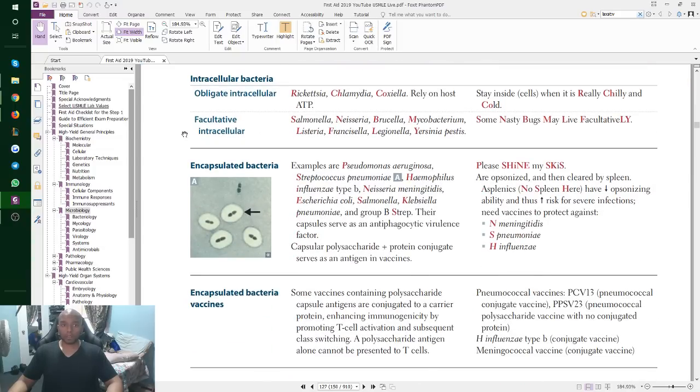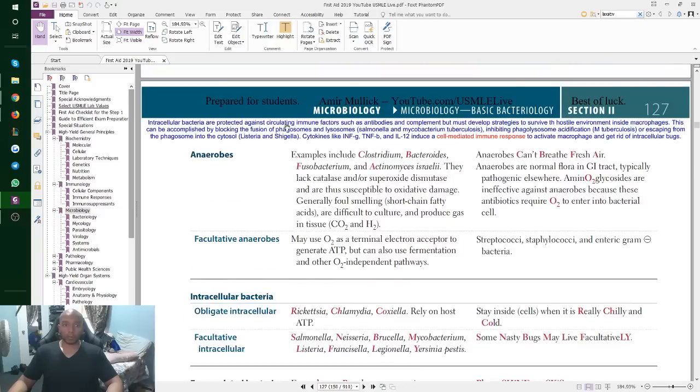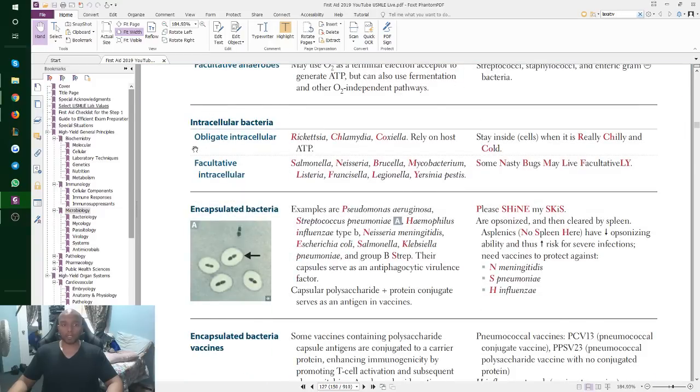The other distinction we just read about right now, this information up here, was about intracellular bacteria, right? So you can either be an obligate intracellular, which means you can only survive when you're inside the cell, or a facultative intracellular, which means you can go in and out of a cell, and you'll be fine in both places. The obligate guys are Rickettsia, Chlamydia, and Coxiella. They need a host for their ATP. Facultative guys is all of these, and these guys don't need to be inside the cell, so you will see them outside the cell as well.